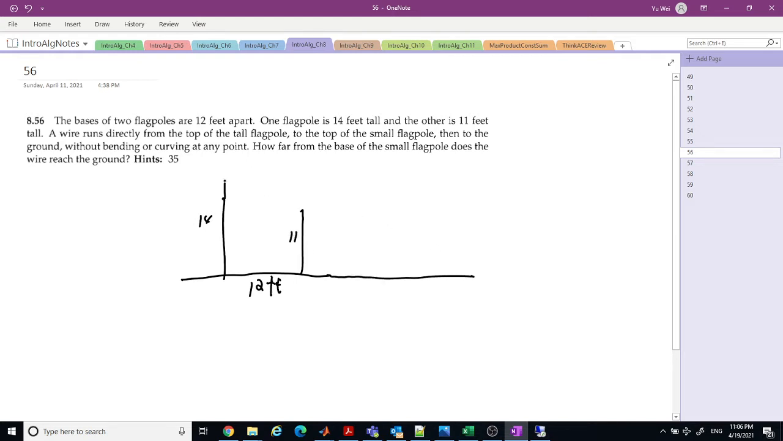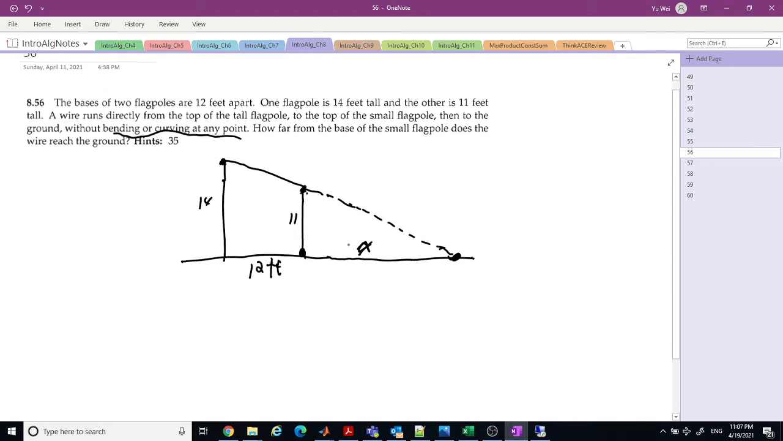So a wire is run directly from the top of the first to the top of the second, the small flagpole, then to the ground without bending or curving at the point. That means it's the line extension, just drawn on the ground. So how far from the base of the small flagpole does it reach the ground? It's asking us to solve for x, right?